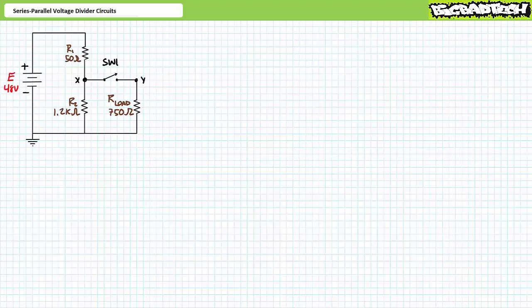analyzed as such. Voltage dividers often take the form of a series parallel circuit with one or more switches, as I've illustrated here. If switch 1 is open, the load resistor is effectively removed from consideration, and R1 and R2 are placed in a pure series configuration.